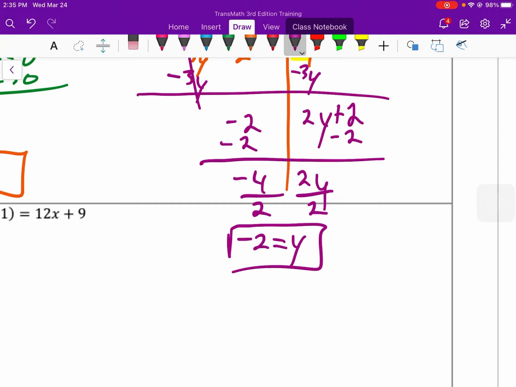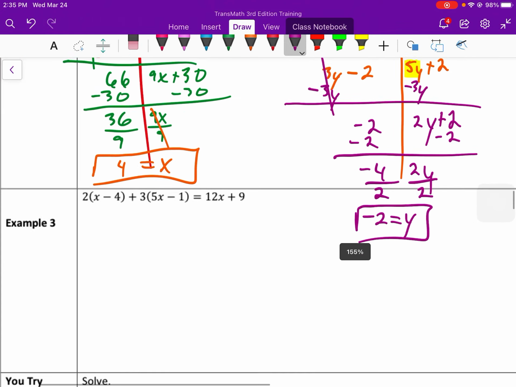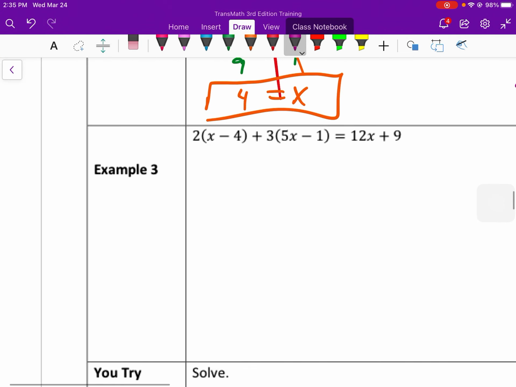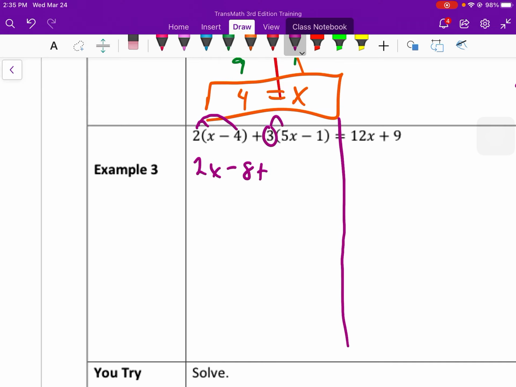Okay, so we're doing a mix of a lot of things we've learned previously. Now, we have variables on both sides, and we have to use the distributive property twice. So I'm going to do this one first. So that's 2x minus 2 times 4 is 8, plus, now I'm going to do 3, and distribute that through. 3 times 5x is 15x, minus 3 times 1 is 3.